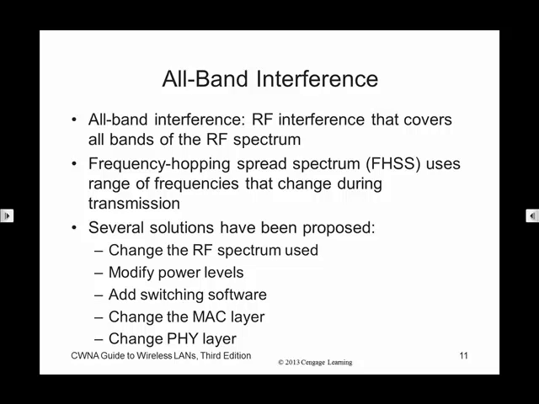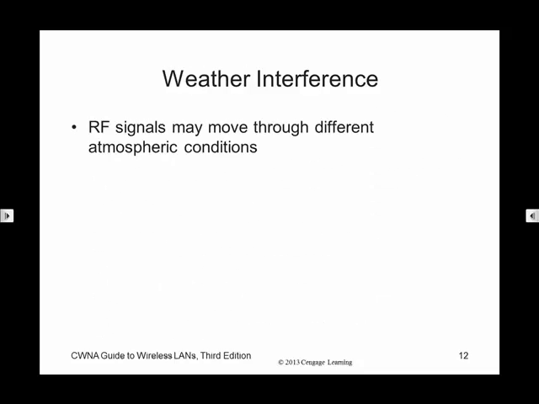Change solutions, all band interference. Change the spectrum, modify the power levels, add switching software, change the MAC layer, change the physical layer. So there are different ways to do that. Modify the power levels: if you find that you're interfering with yourself, you can turn down the power level. If you turn down the power level, you may actually increase your throughput. In order to change the power level, you've got to have an access point that allows that to happen.